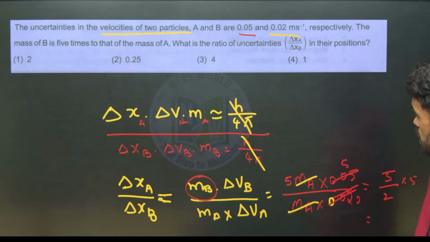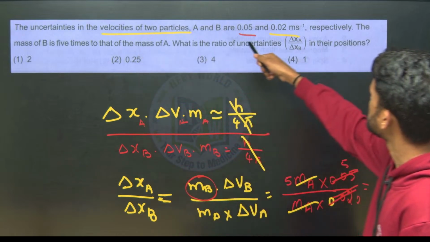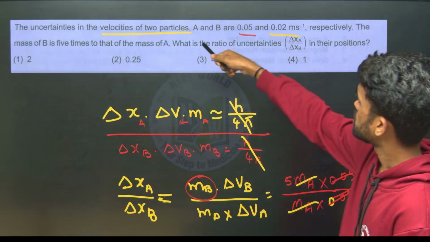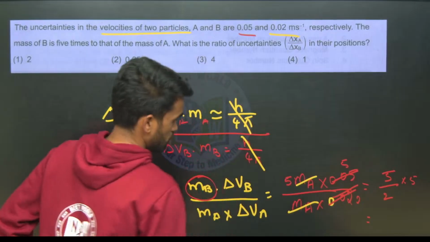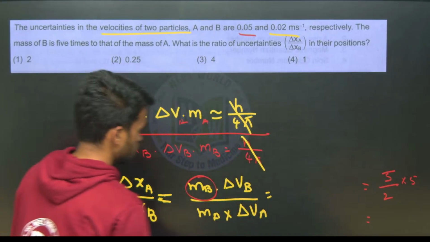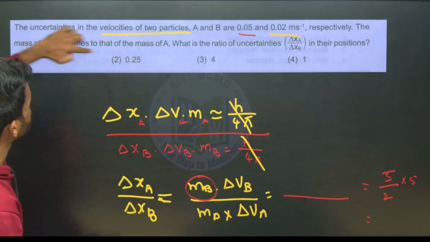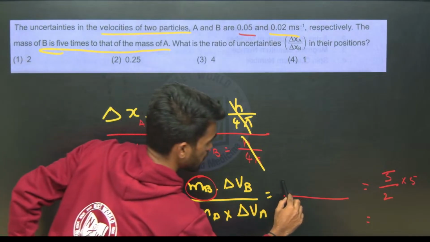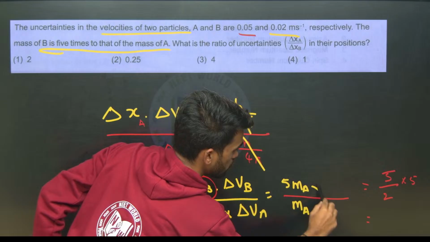Mass of B is 0.2, sir? Where do we have, one minute, the uncertainty in the velocities of A, mass of A is, see here. So what is the mass of B given? 0.02. See, mass of B is given as 5 times the mass of A, so I can write 5 times Ma, and here Ma.